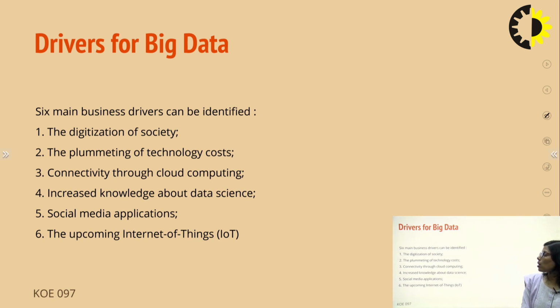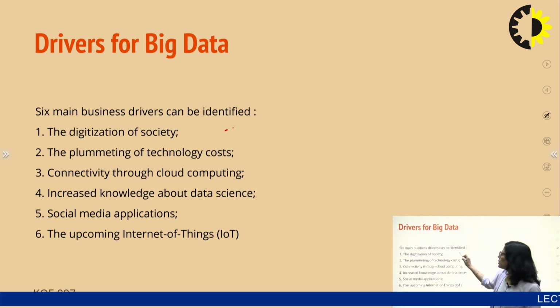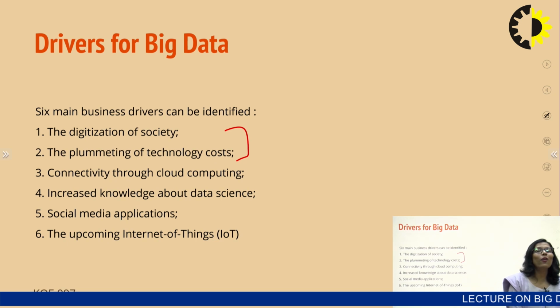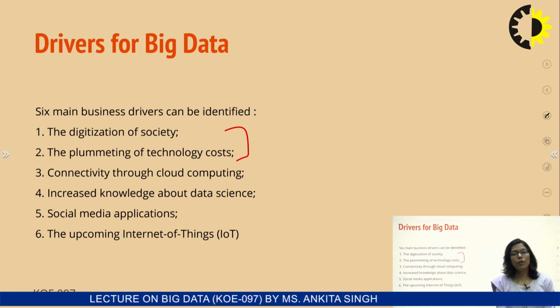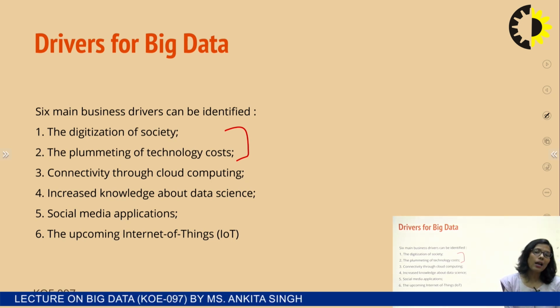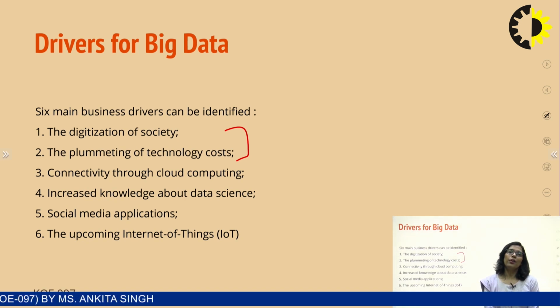Second is plummeting cost of technology. Now these two are interconnected, because of the low cost of technology we are using digital sources in a very huge manner. And when we are using the digital sources, we are creating a large amount of data. When we are creating that large amount of data, it is getting stored and the organizations want to use it for their own benefit. So analysis of that data is also important.